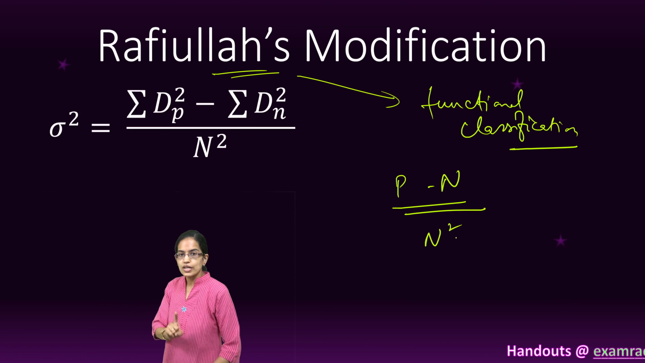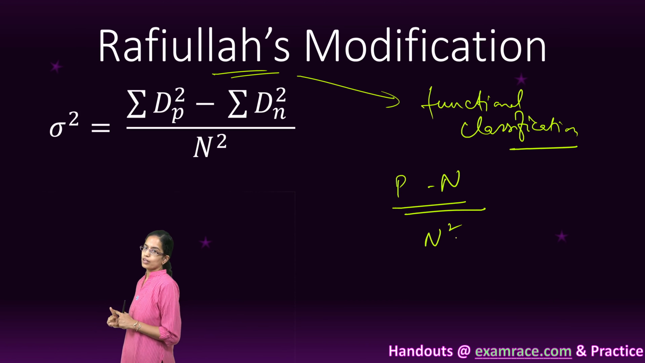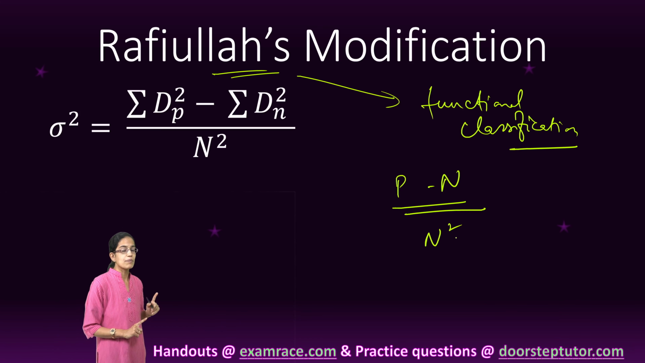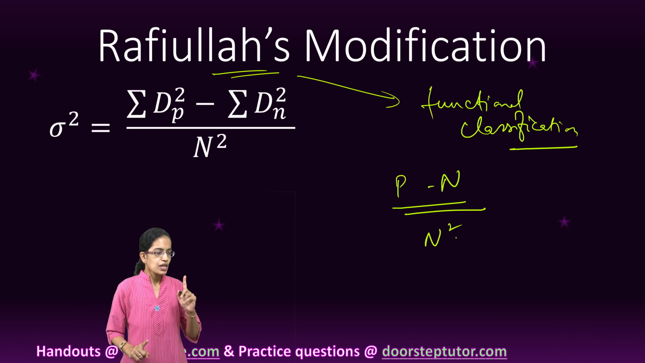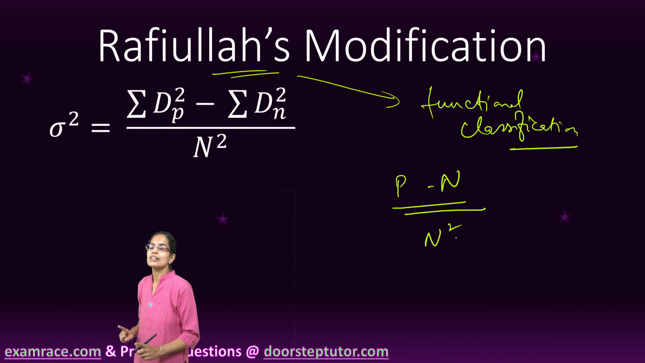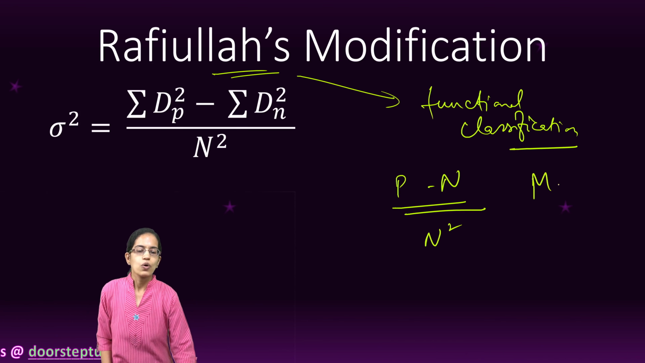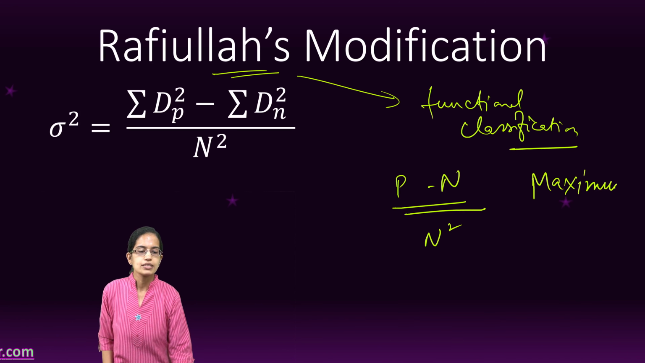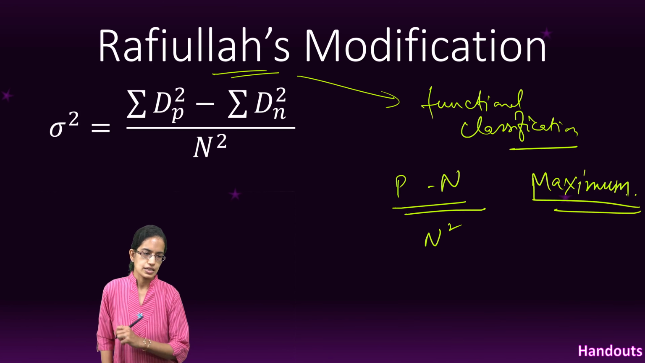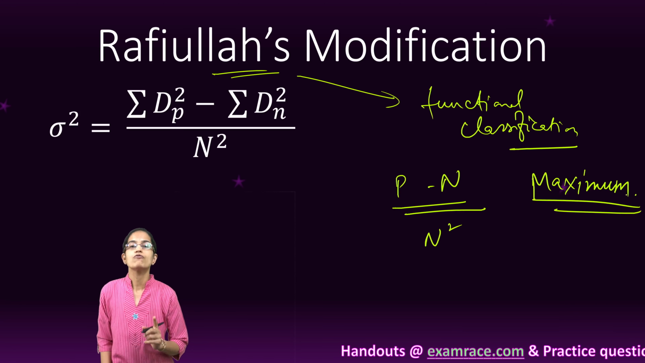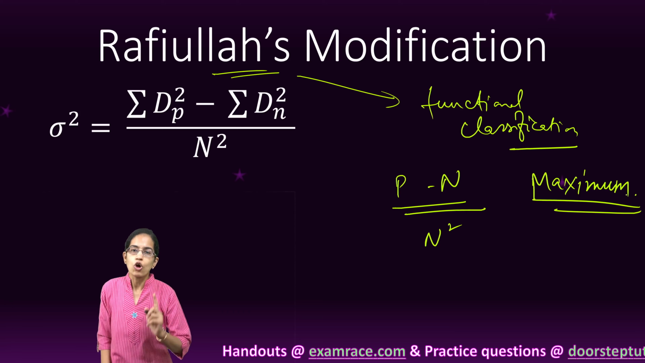And important to note, in Rafiullah's modified method, it was not the least value that would come up as the correct combination. Here, the maximum value is considered the critical combination. So it would be the maximum value as the critical combination, not the least value as in the case of the Weaver method and the Thomas method.